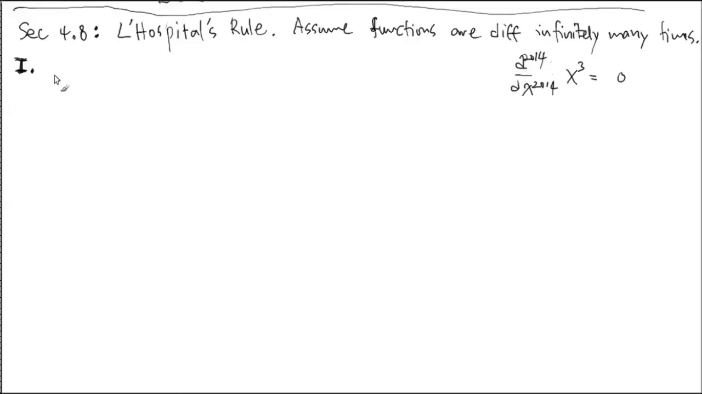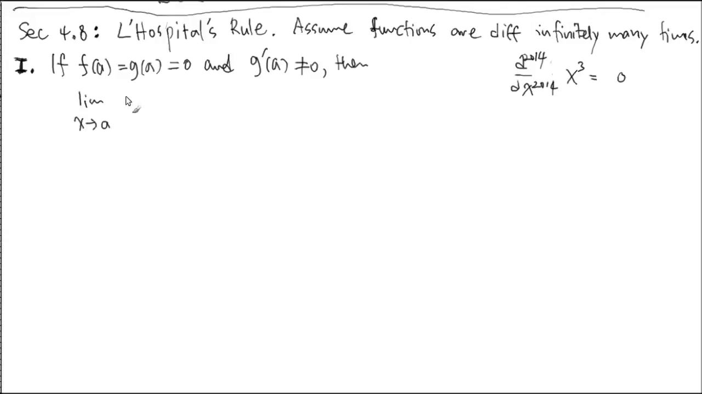So here's a situation. Differentiable means it's continuous. So f of a and g of a are both 0. And let's first state that it happens to have g prime of a not 0. Suppose you have that situation. What is the problem we're looking at? The limit as x approaches a of f of x divided by g of x.